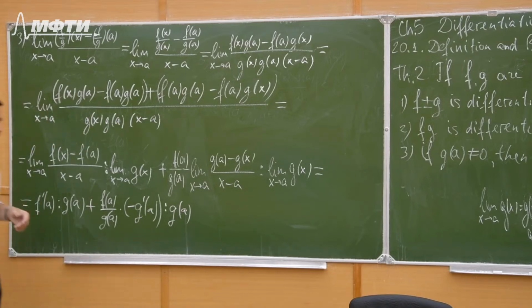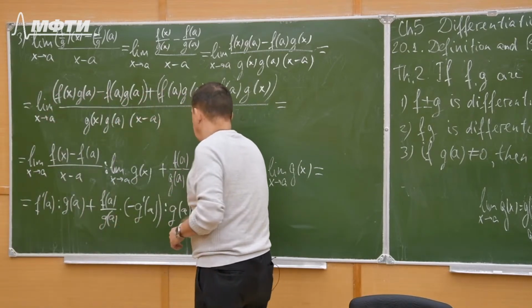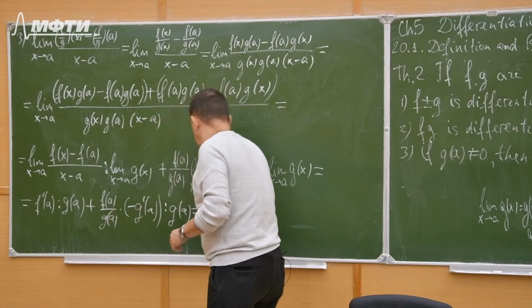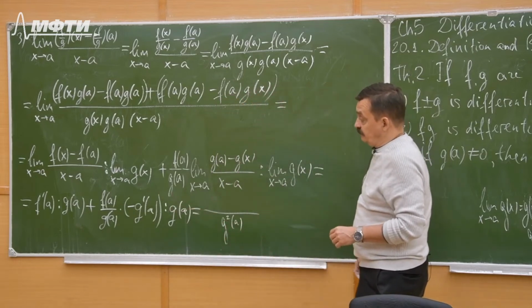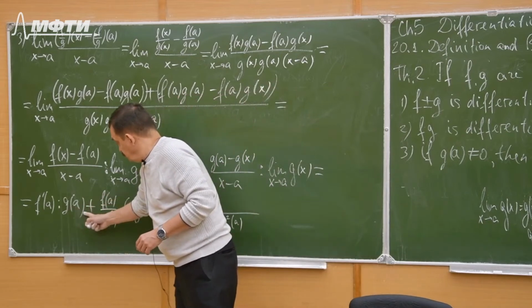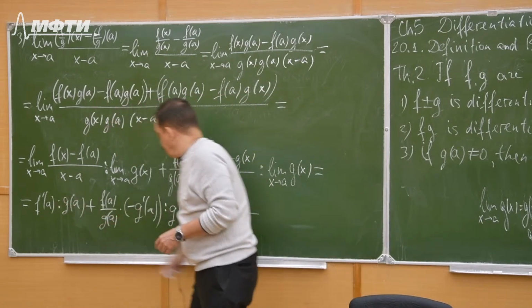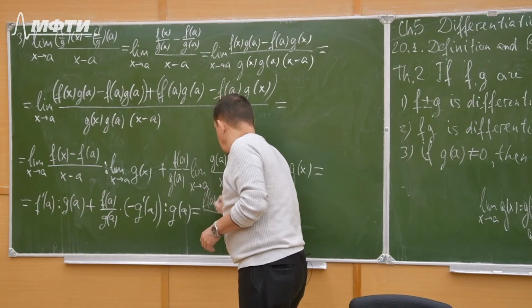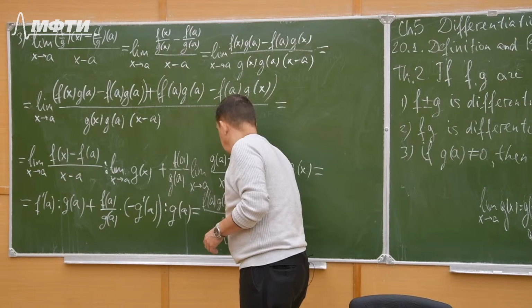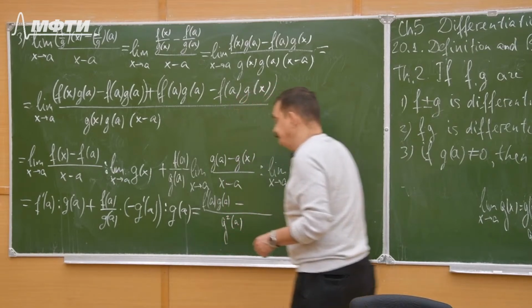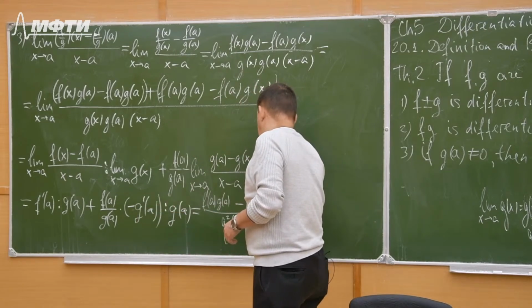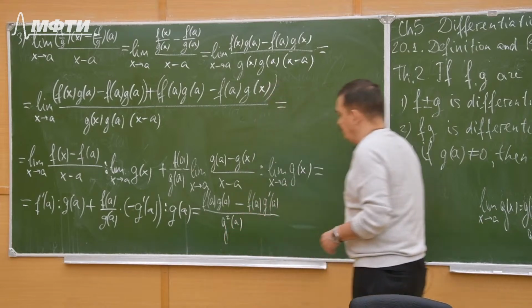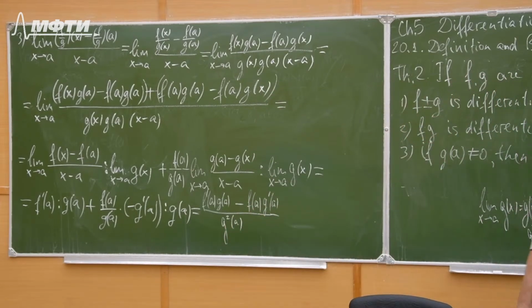Okay, these are a little bit strange writings, but if we divide, we have g squared here in the denominator, and then here we have only one g of a, so we need to multiply to get a common denominator, and minus this, minus f of a g prime at a. So we have proved. The equality is proved. Okay.